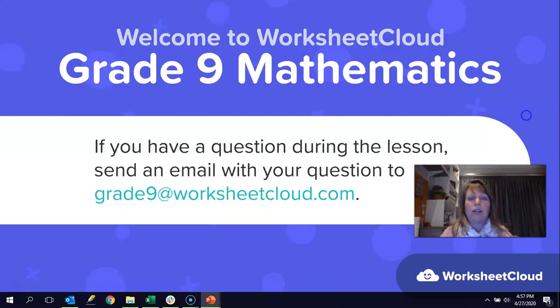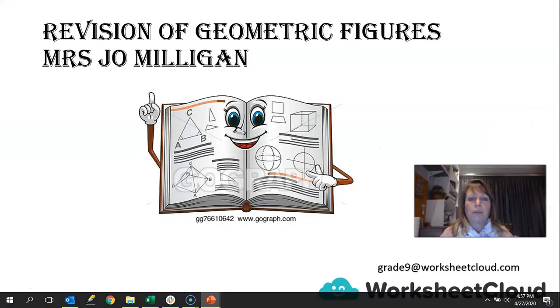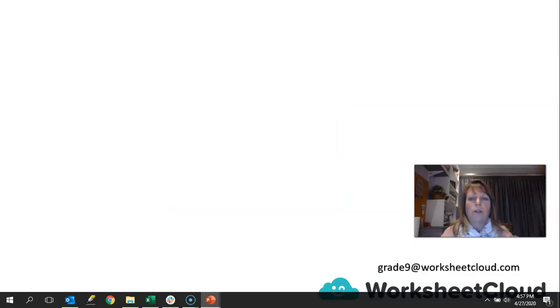Right, let's get going. We're going to do some revision of our geometric figures today. We've done a lot of theory and a little bit of practice around our geometric figures, and now we're going to put some more into practice. Okay, we're going to start off by constructing a line that is perpendicular to another line. So AB is going to be perpendicular to MN.